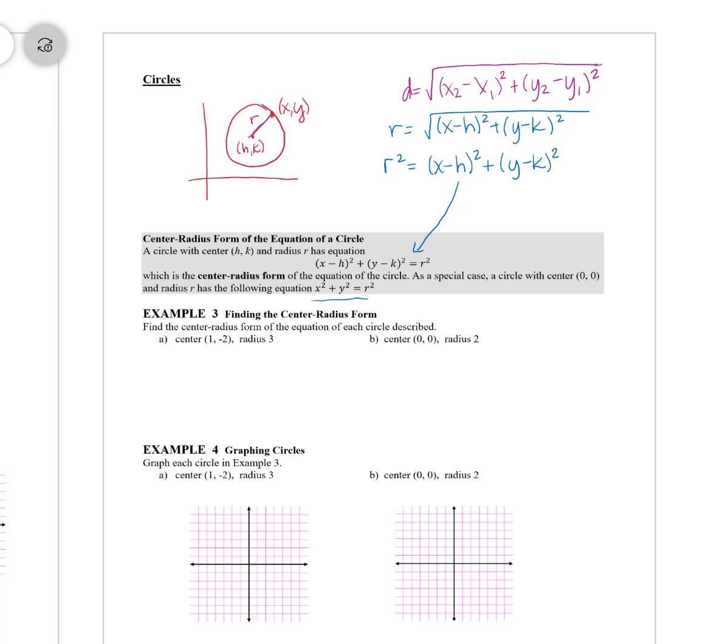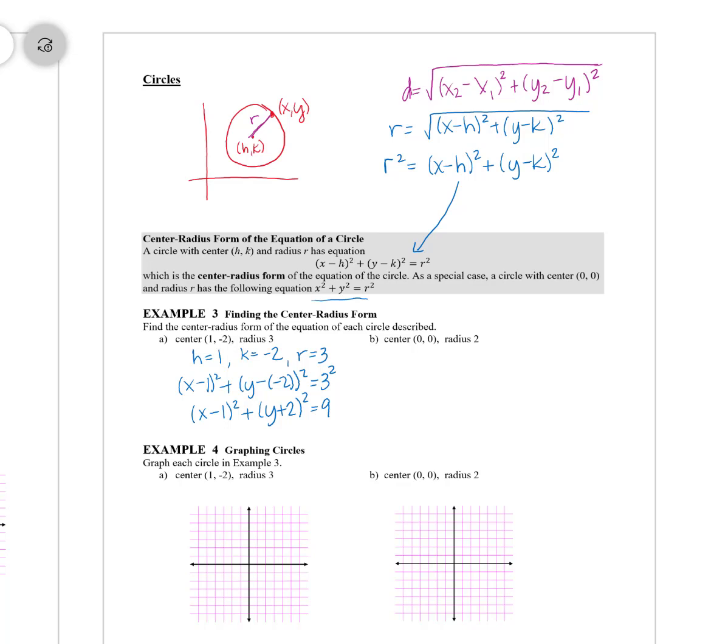So example 3a, if we see that the center is (1, negative 2), that means h is 1 and k is negative 2. The radius r is 3. So I'm plugging all those numbers into the center radius form of the circle. So we have the quantity x minus 1 squared plus the quantity y minus a negative 2 squared is equal to 3 squared. And we can simplify this a little bit, but let's leave it in factored form. This becomes y plus 2, and then 3 squared is 9. So that's the center radius form of that equation.